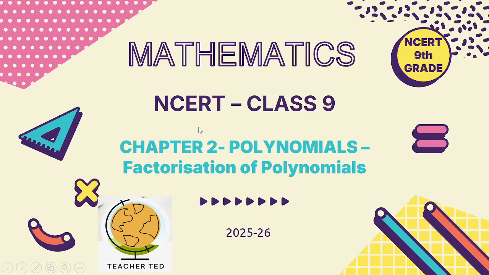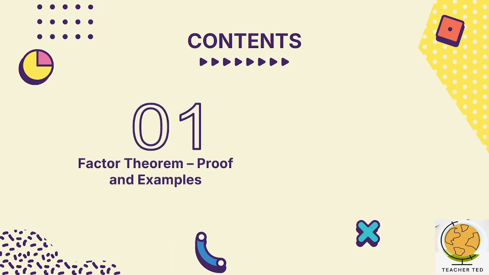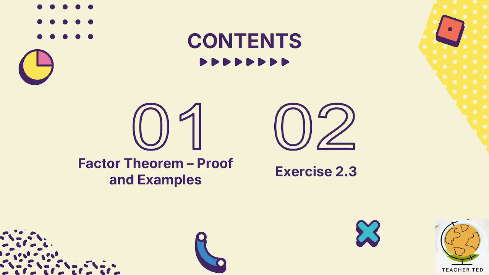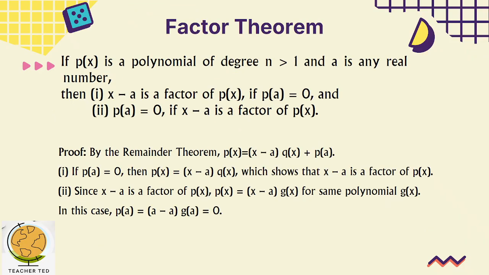Today I'm going to explain the factorization of polynomials. That is an introduction to factorization in polynomials, which is chapter 2 of polynomials, class 9 NCERT mathematics. So I'm going to explain the factor theorem with proof and examples, and we'll do a couple of exercise problems of 2.3. Let us explain the meaning of the factor theorem.